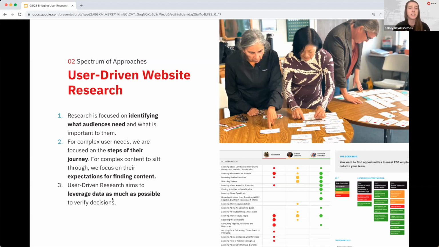For complex content to sift through, but is maybe not as complicated, like finding a piece of information, we really focus the research on expectations for finding content and ensuring that those external expectations align with internal ones. And this really aims to leverage data as much as possible to verify those decisions. So we're often using user analytics, survey feedback. It can be really beneficial to look at things like customer service requests or where you're getting a lot of calls from users that are really common, unclear questions that people have.